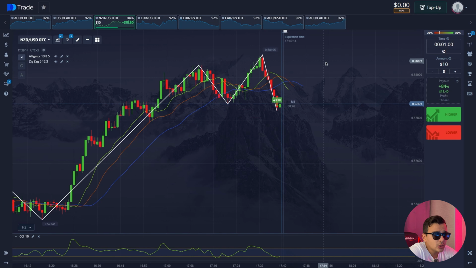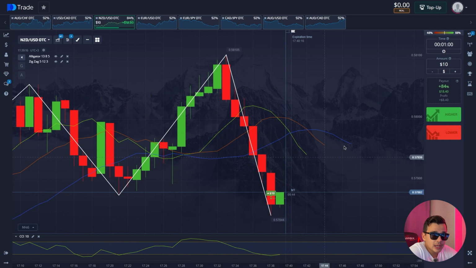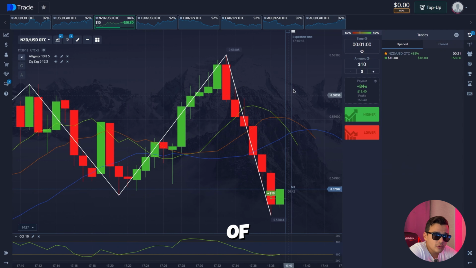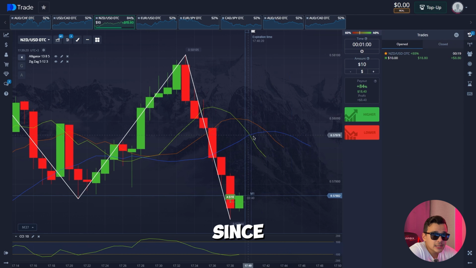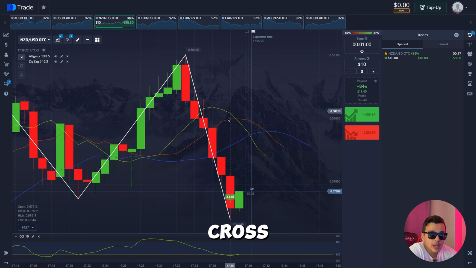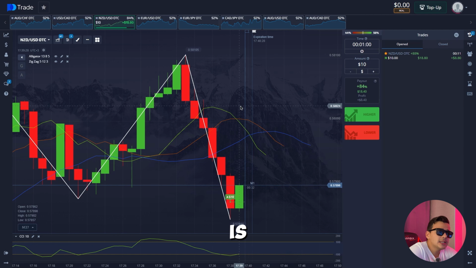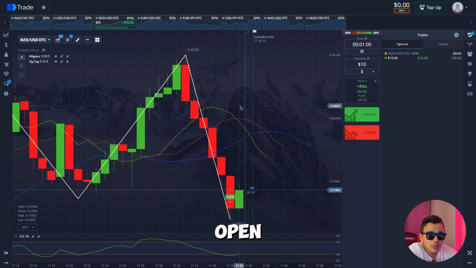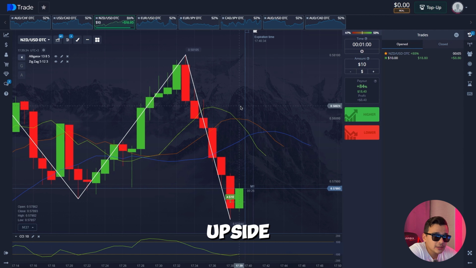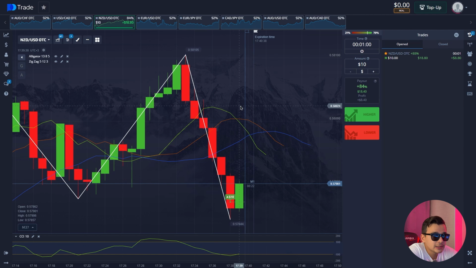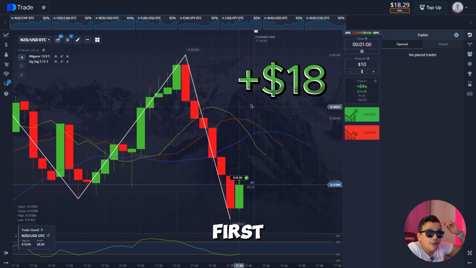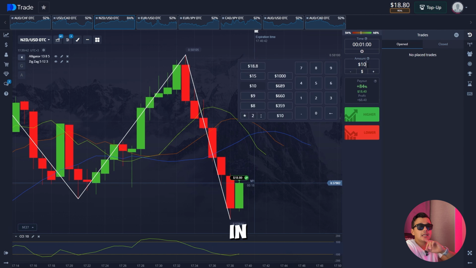Here we are not guided by the Alligator, and it shows us the opening of the deal on the downside, since the lines cross. But opening a deal for 2 minutes on the downside, in theory, yes, it is the right option. But if we open a trade for a minute, in this case, we should open a trade on the upside. Several seconds left until the trade is complete. And the first trade closes in the plus without any problem.